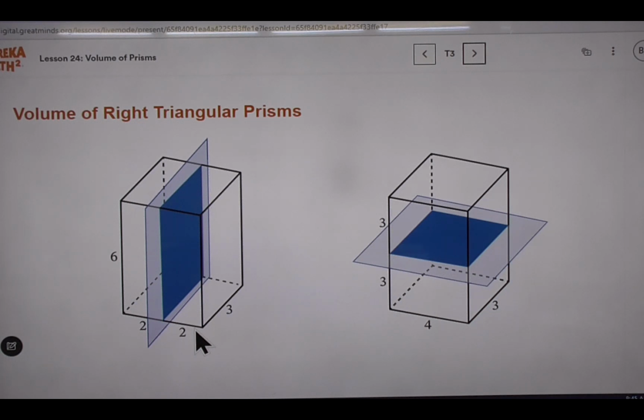Can you please use the middle school volume formula? Volume is equal to the area of the base times the height to find the volume of each half. Go ahead and do that for me. Find the volume of each half. For the first one? For both of them. Do it for this half, do it for this half, and do it for this half.